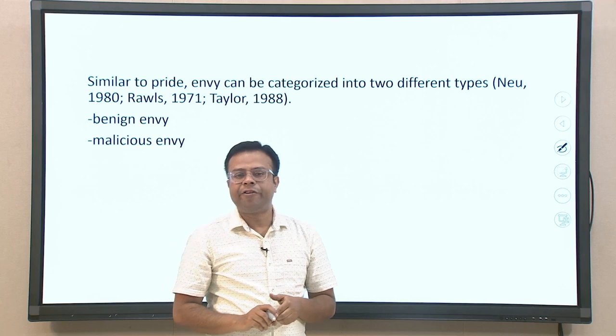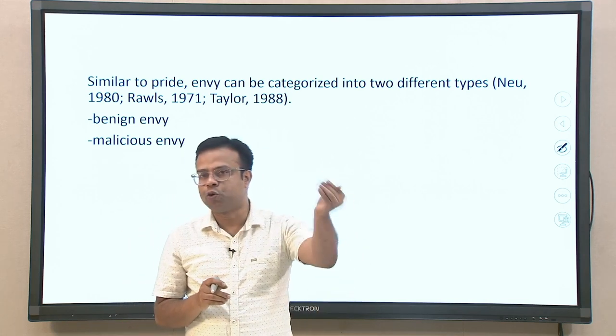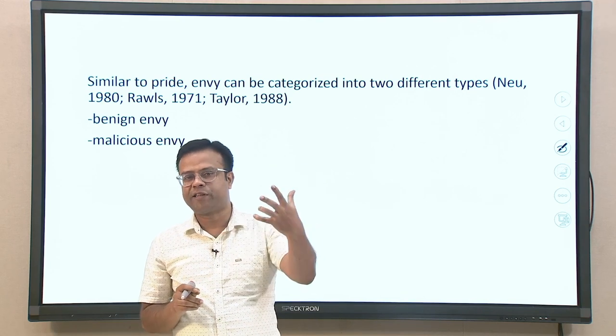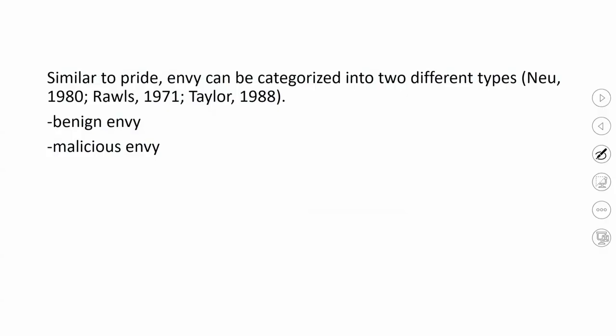Similar to pride, envy can also be categorized into two types. Pride, as we have seen, is authentic pride and hubris. One is negative, one is positive. Similarly, here also we can categorize envy as two types.